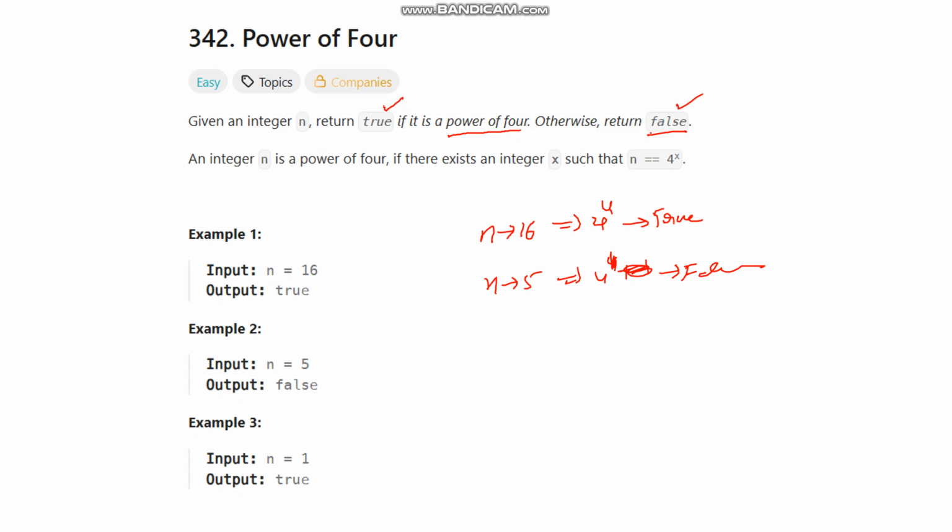Next, 1. In the case of 1, it is 4 power 0. What is 4 power 0? 1. Yes, we can write 1 in the 4 power 0 format. The answer is true here.